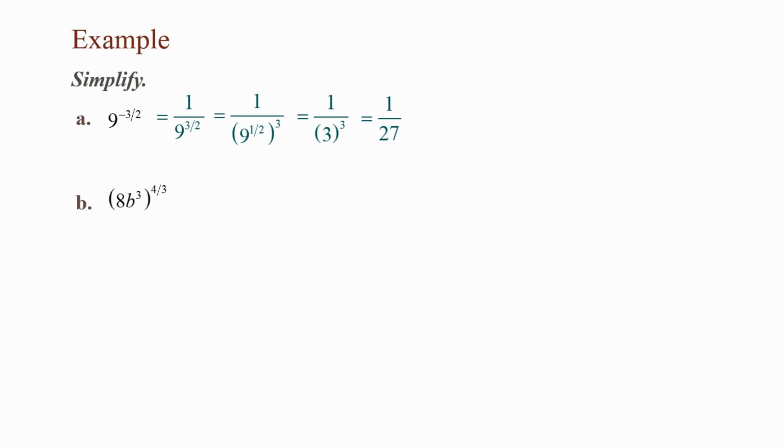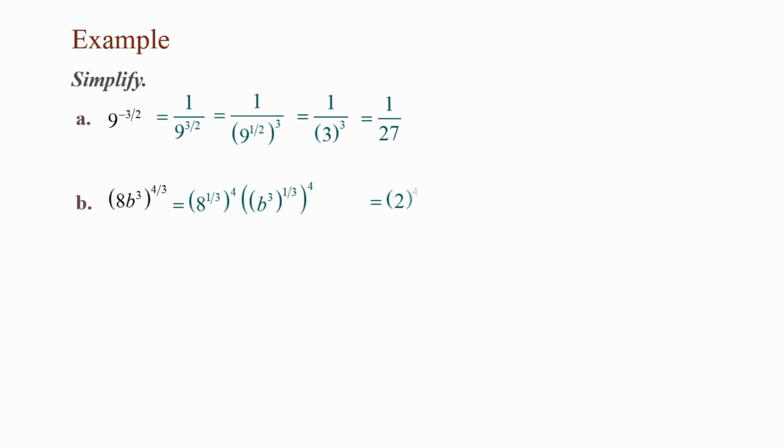For b, we have 8b to the third, all to the 4/3 power. Both the 8 and the b to the third are to the 4/3 power. So splitting that up, we have 8 to the 4/3 power, which I've split up into 8 to the 1/3 to the 4th power. And then we have b to the third to the 4/3 power, which is split up b to the third to the 1/3 to the 4th power.